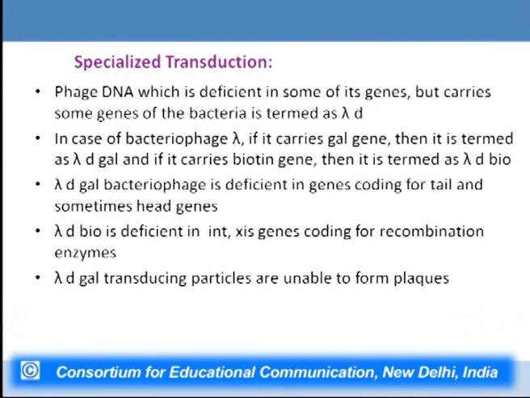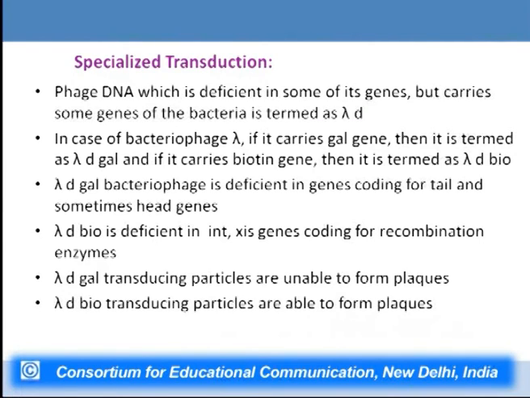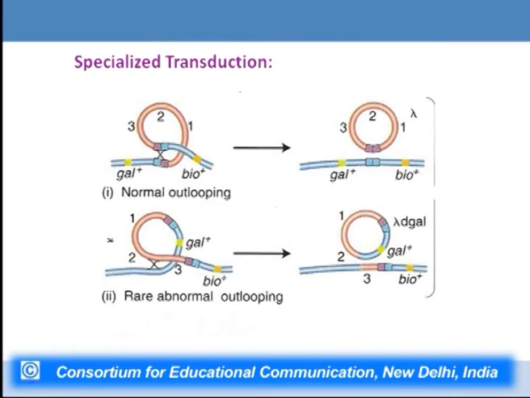Lambda D gal transducing particles are unable to form plaques because they lack the genes of the tail and head region, whereas lambda D bio transducing particles are able to form plaques because they are not lacking the head and tail genes. Instead, they are lacking the genes responsible for the recombination process. Now, this particular figure shows how specialized transduction occurs.